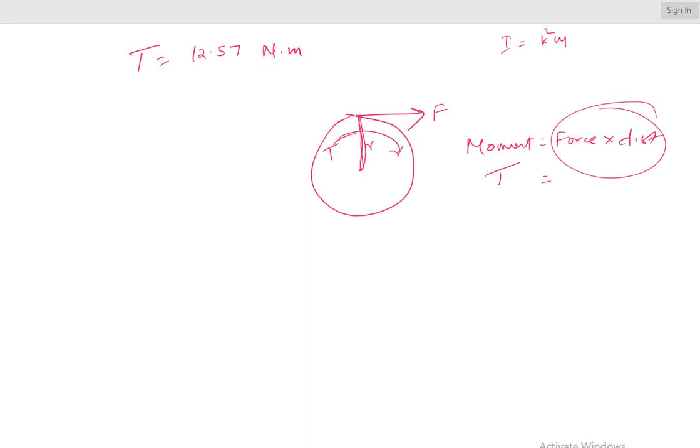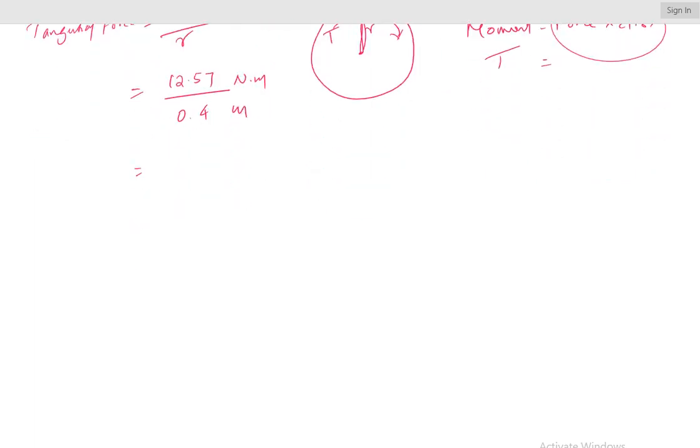Okay, tangential force is torque divided by R. So 12.57 Newton meter divided by radius 0.4 meter. When you do that, you get 31.43 newtons.